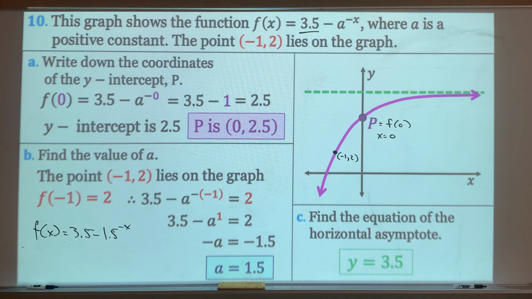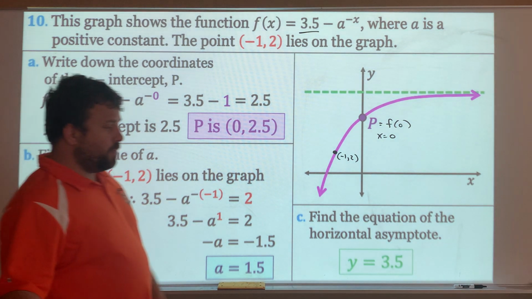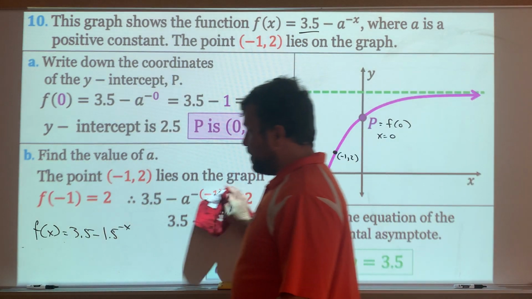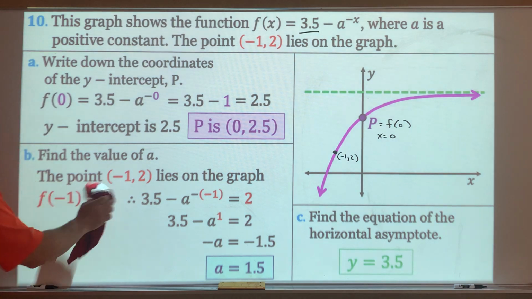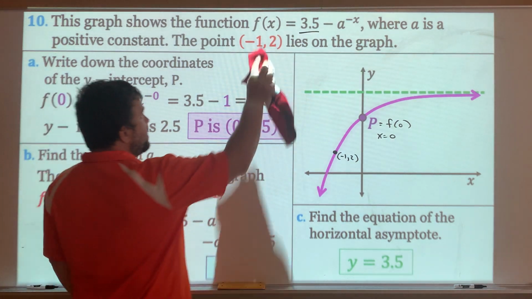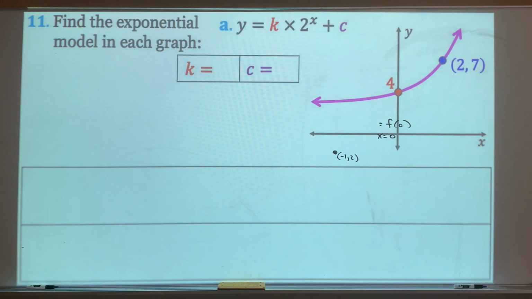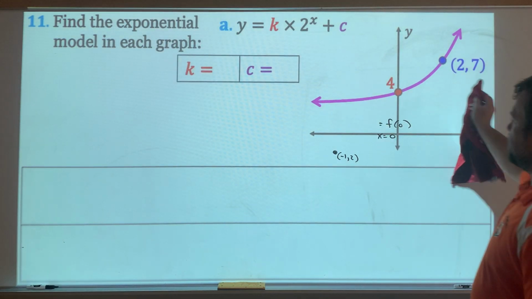If you have one missing variable, you only need 1 point. 2 missing variables, you need 2 points. If you have 3 missing variables, you need 3 points. And all you need is this, find your k. Number 11. Let's go back to the fun calculator stuff.